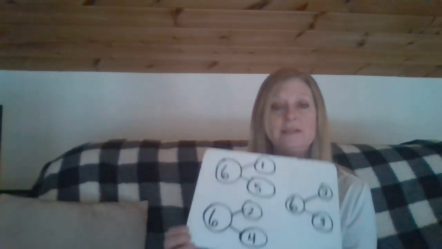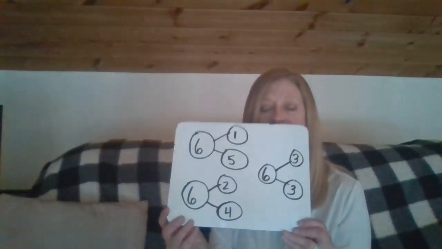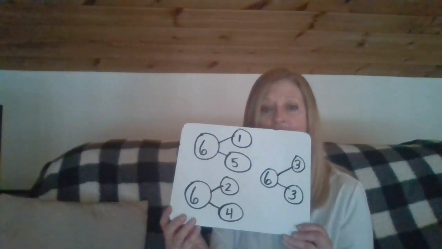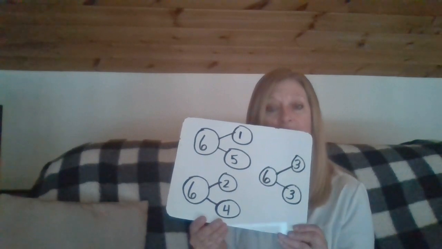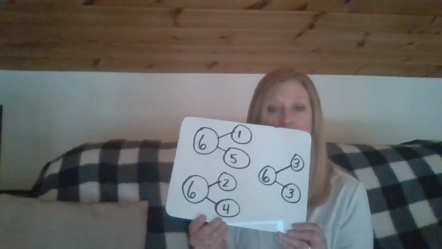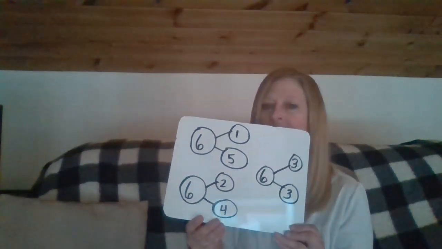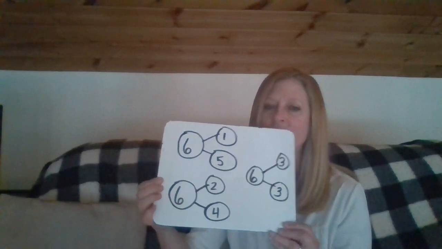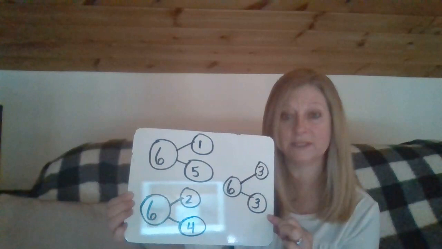Okay, boys and girls. So I gave you some time to work on those. And I want to show you the answer. See if you came up with the same answers that I did. I found, like the first one we did together, 1 and 5 are parts of 6. Then I realized that 2 and 4 also make 6. And then the last one that I discovered was, here we go, 3 and 3 equals 6.